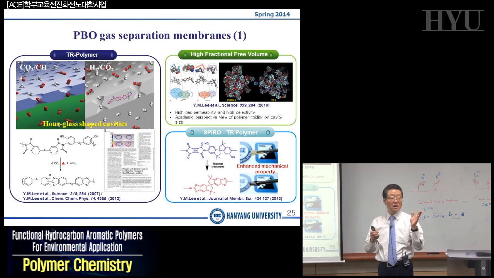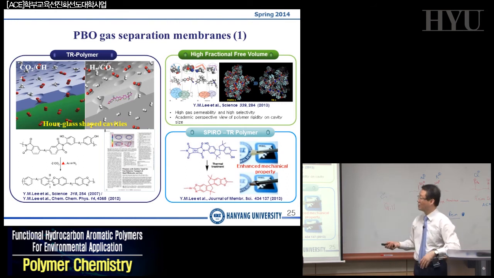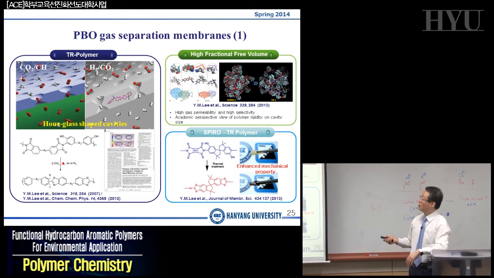The large cavity size doesn't matter for the selectivity, but it contributes to the permeability, so that we were very successful in getting a very high flux of CO2 molecules or hydrogen molecules, depending upon the cavity sizes. And we are working on nitrogen and methane as well, and oxygen from the air, stuff like that. So this is one example.